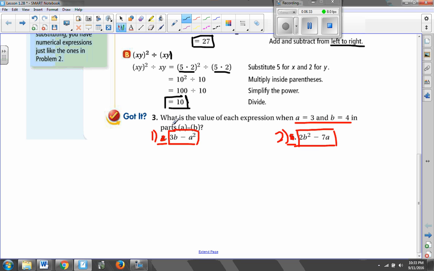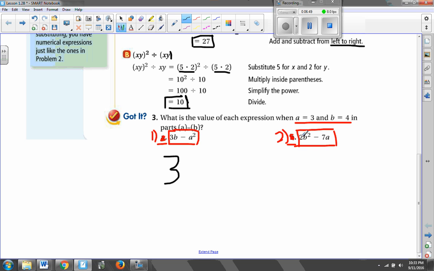Okay, in number 1, in the first one here, 3 times B is 3 times 4, minus A squared, which is 3 squared. So 3 squared is 9. 3 times 4 is 12. 12 minus 9, we should have 3 for number 1.